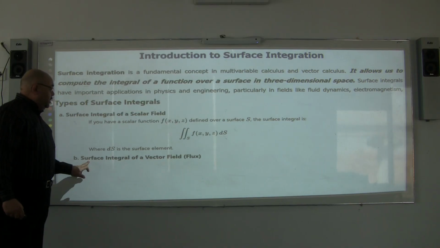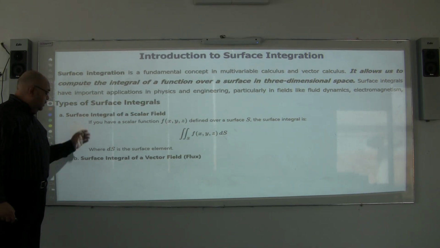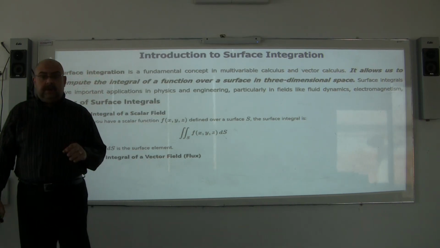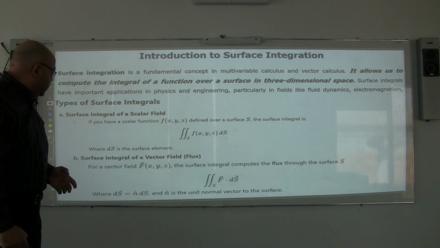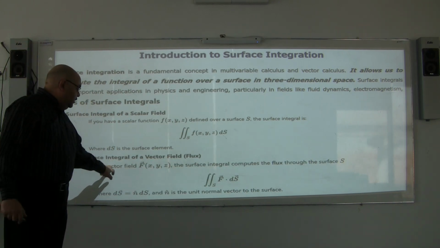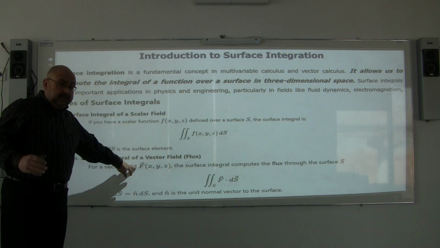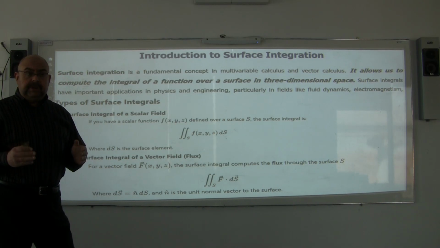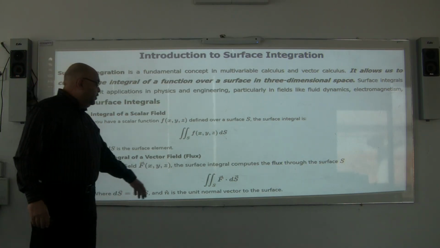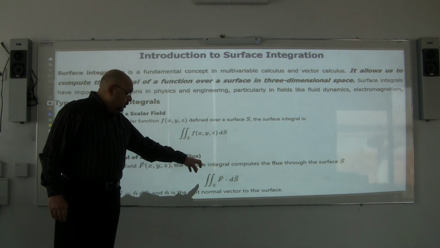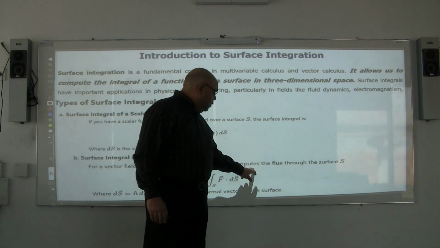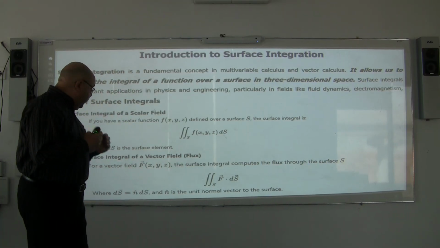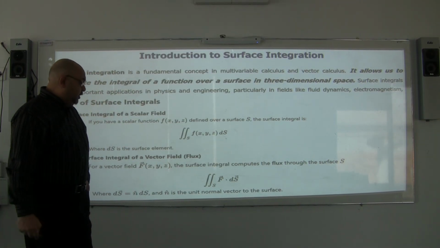The other type of surface integral is the surface integral of a vector field. It determines the flow of a vector field, which is called the flux. So for a vector field F, of course, we know what we mean by a vector field, which has components along i, j, k. The surface integral computes the flux through the surface, or the flow of the vector field through the surface.